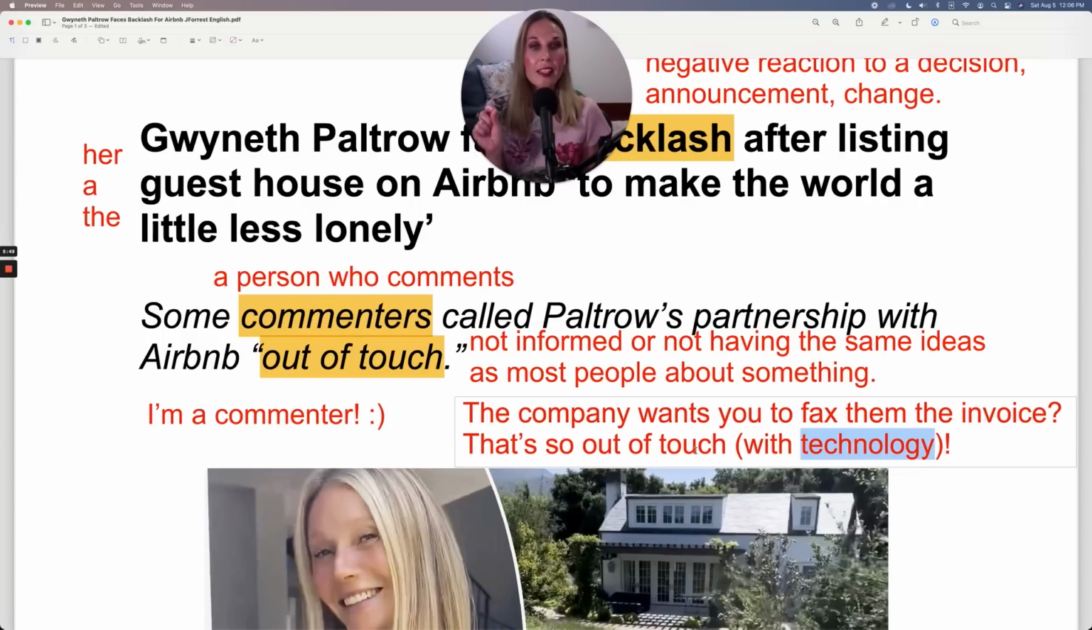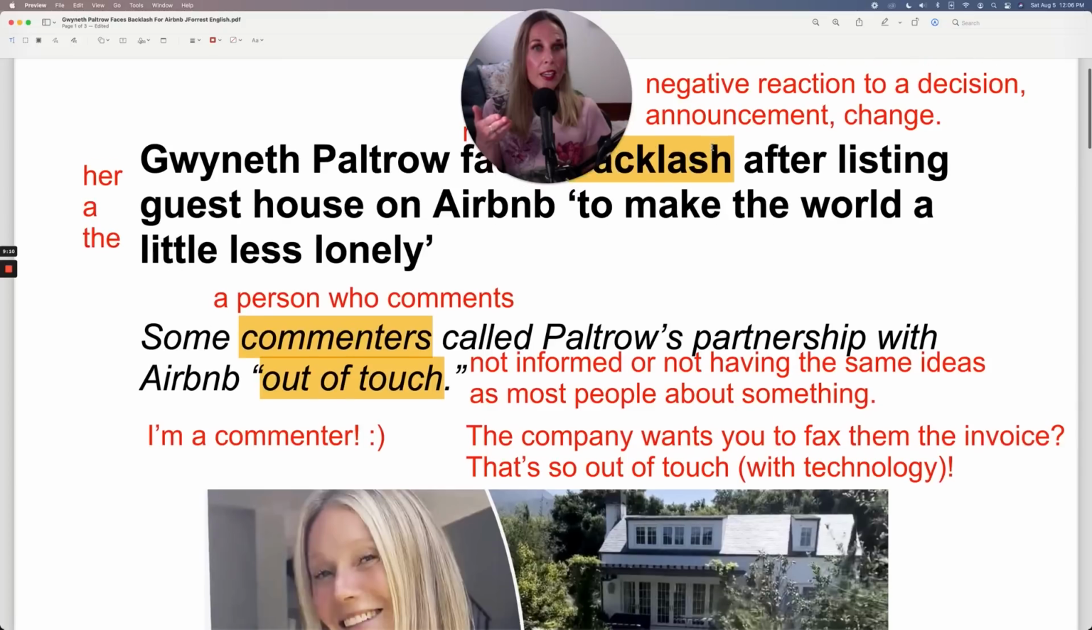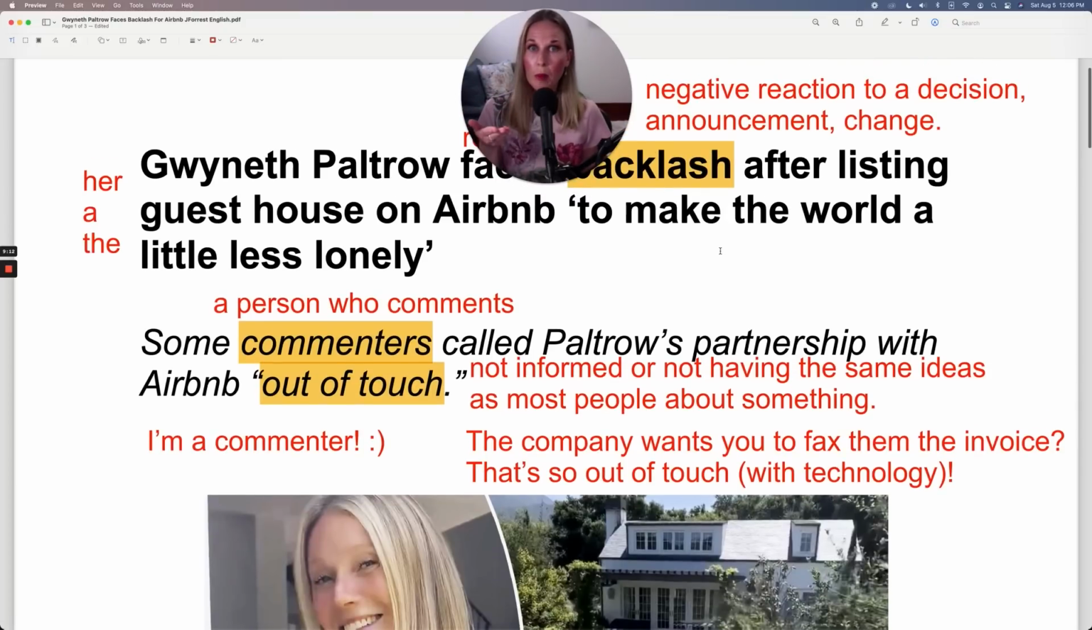And you can specify what they are out of touch with. So out of touch with technology, for example. You don't have to. You can just say that's so out of touch. And then it's obvious that is technology because that's the topic of the example. I don't know why announcing this on Airbnb caused backlash and caused people to say she's out of touch. I'm not sure. So let's keep reading and find out.